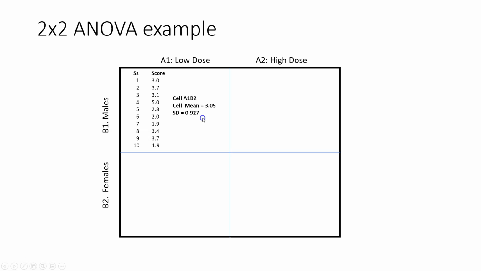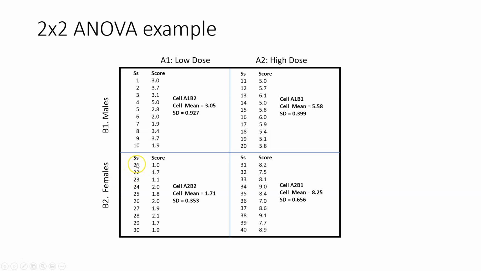We could do the same thing for the males taking a high dose. These participants numbered 11 through 20 have scores that are a little bit higher, so they're perhaps a bit more happy on the high dose. You can see the cell mean here is 5.58, which is a bit higher than the 3.05. And we could do the same thing for the females down here. We could have participants 21 through 30 and 31 through 40, and each of those could have some scores. So you have a cell mean of 1.7 and a cell mean of 8.25.